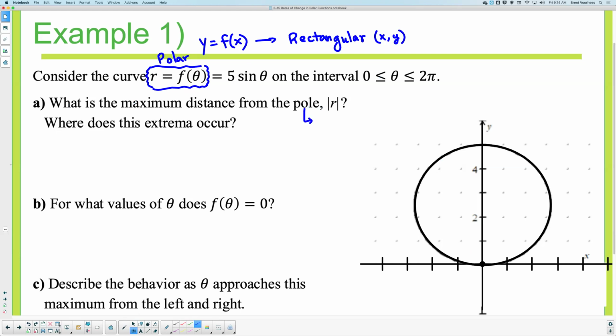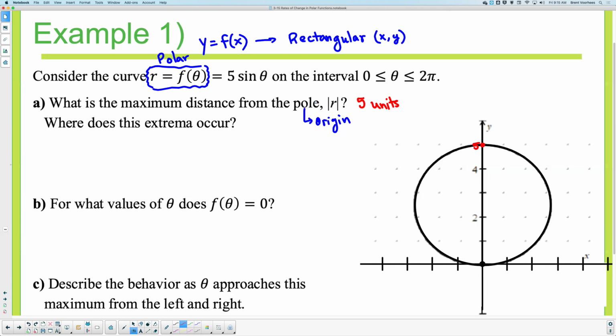Now the pole means the origin. So I want you to look on this graph. What is the maximum that this circle ever achieves away from the origin, the pole? What's the furthest distance this circle ever seems to travel away? 5. It's up here at 5. This is the point right there. That's the maximum point. The answer here is 5. We don't know what we're measuring in, so the maximum distance is 5 units.